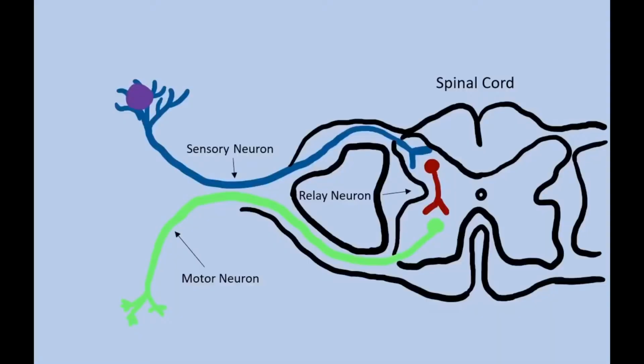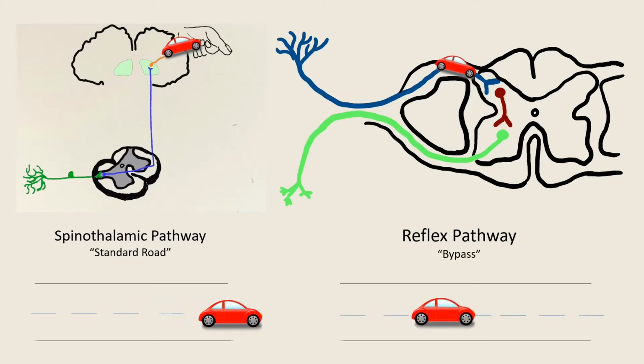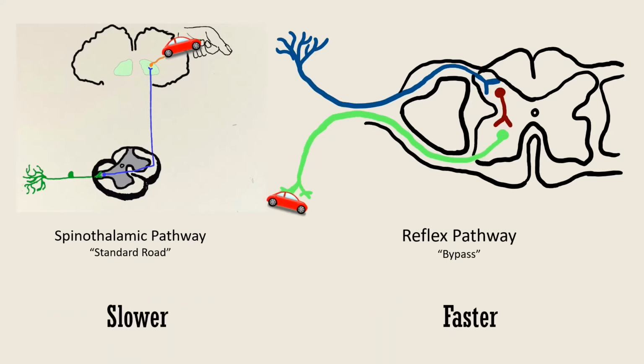Some stimuli, however, need an immediate response, like touching your hand on a hot pan. Instead of the first and second order neuron exchanging info, the first order neuron takes the signal to the relay and motor neuron in the spinal cord. This sends a signal to the muscle to contract and pulls the hand back. The reflex path is like a bypass, in the sense that it's faster than the usual path pain travels in.